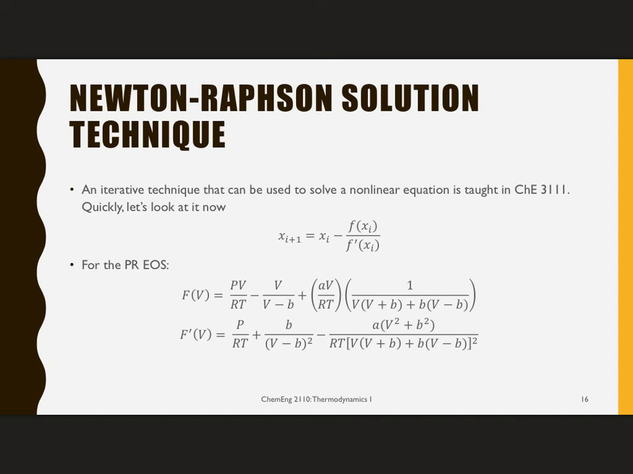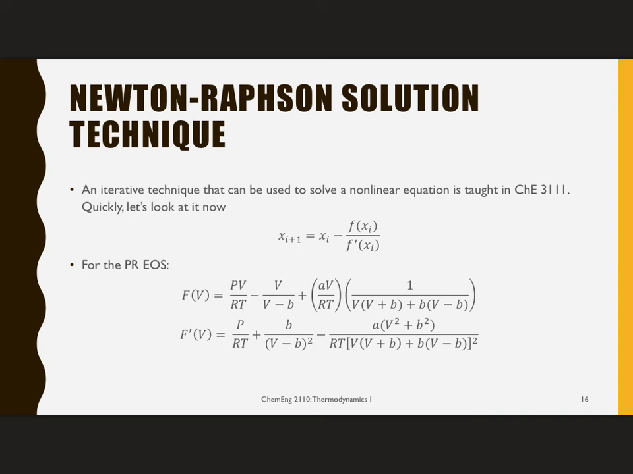Now, how are we going to solve these? Because these are not linear equations, right? They are cubic polynomials. There are many, many ways we can do this, but one that we teach in our ChE 3111 course is the Newton-Raphson solution technique. There are videos on that in 3111, and in our course I'll give you links to those. But basically, if I have a first guess for what the answer is for x, I can get the next guess by taking my first guess minus the function at that first guess divided by the derivative of the function at that first guess. So all I have to do is take derivatives, right?